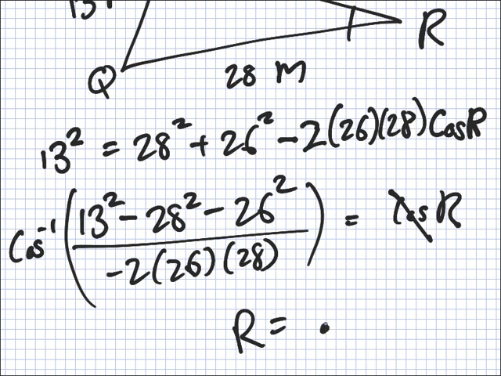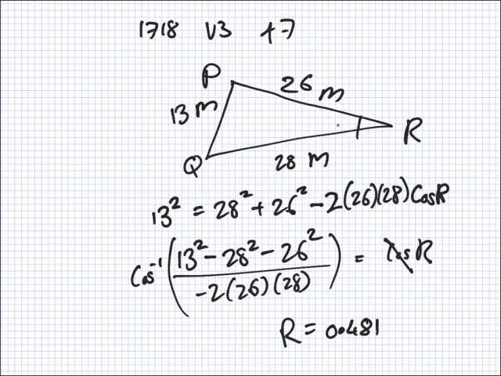Three significant figures? 0.481. So, Mo, what went wrong? 0.48. Why did you pick 13 instead of 28? Because that's opposite of the angle. So always pick the opposite of the angle. Did you start at like 26 or something? 28. So what you actually found out was this angle. Okay.